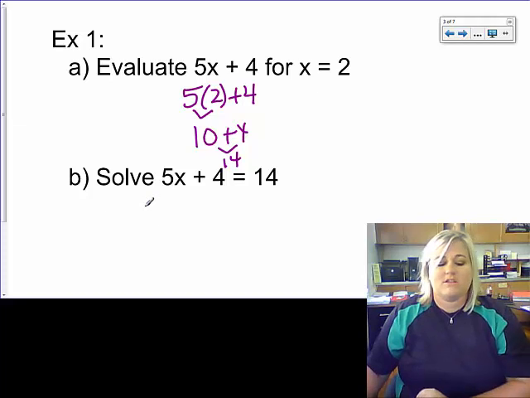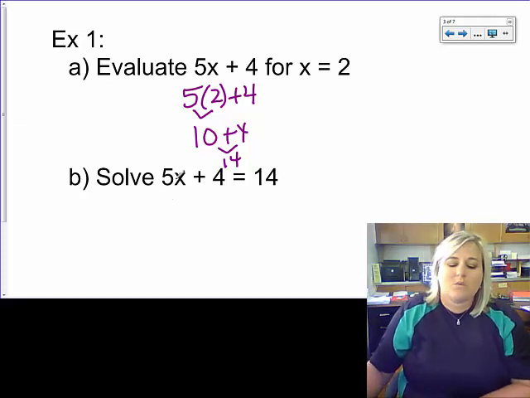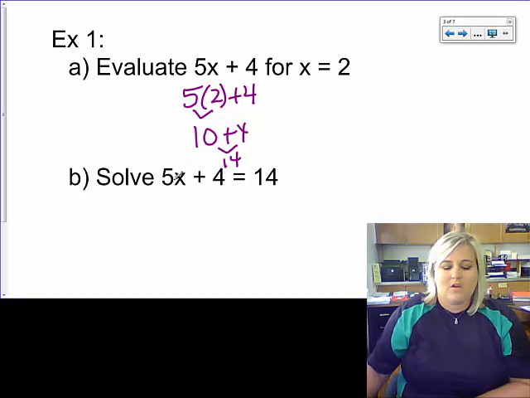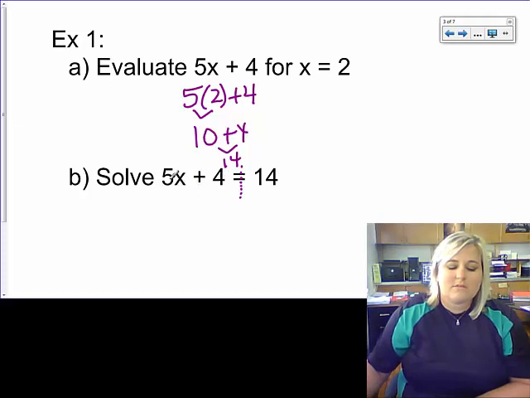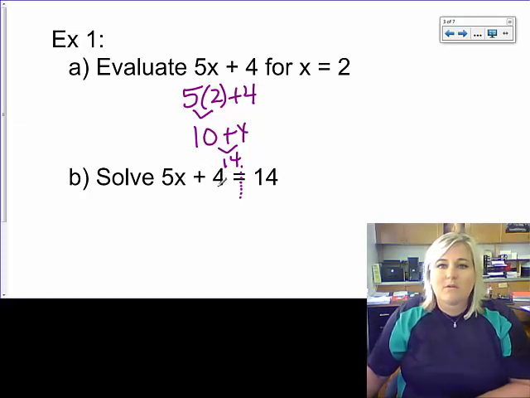Alright, on B, however, they want us to solve. So whenever we do this, we are trying to get x by itself. So I am not looking at the side without x. I'm only looking at this side that has x. And I want to move the farthest thing away from it that's on the same side. This is the equal sign, okay? I'm only looking over here. And the farthest thing away from x but still on the same side is plus 4. That's what I'm going to move first. So instead of adding 4 though, I'm going to subtract 4. And what I do to one side of the equal sign, I must do to the other.